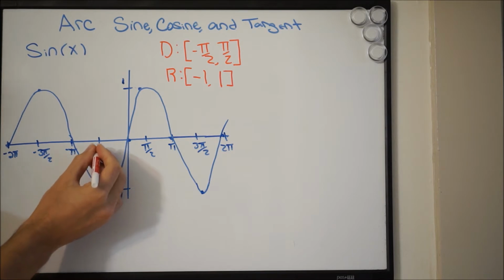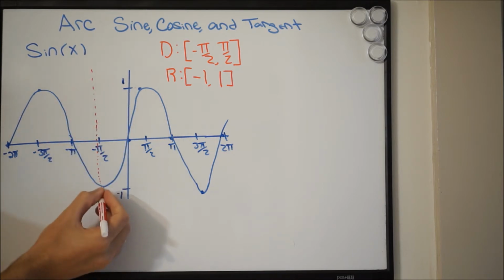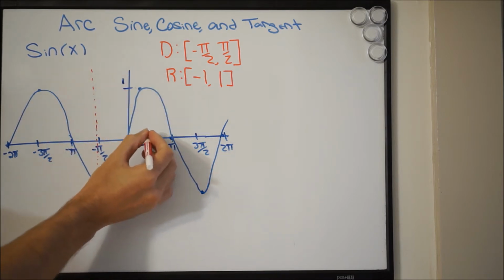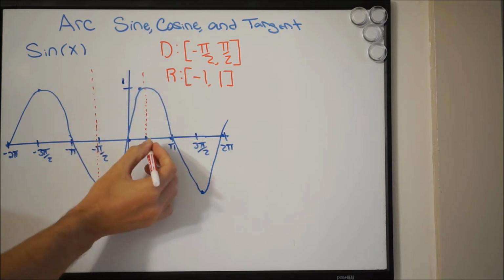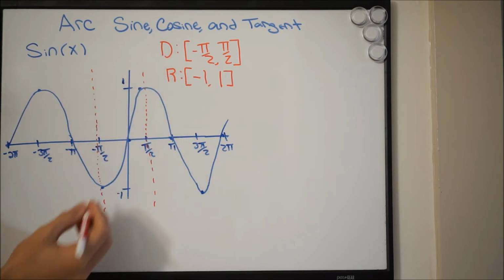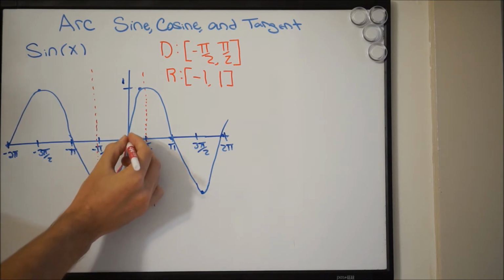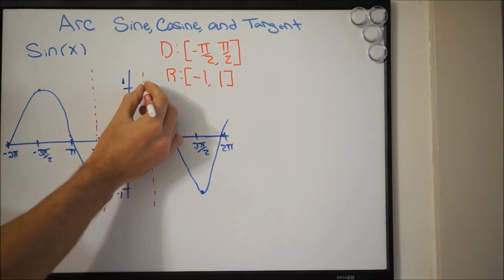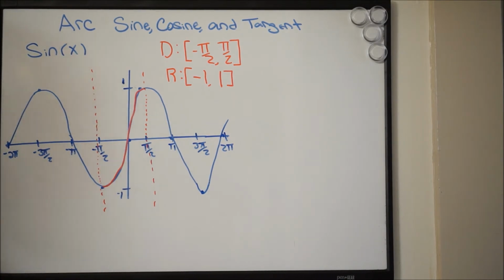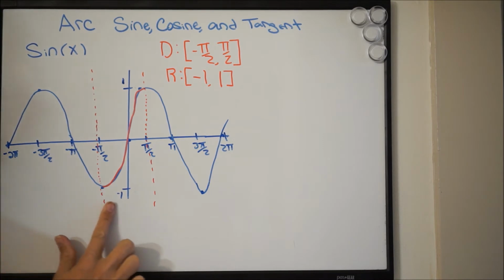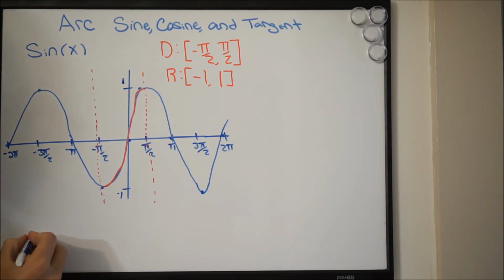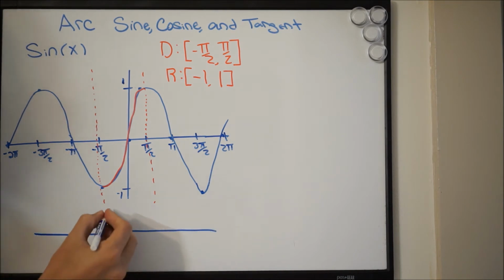If I were to pull this little section off, let's make more of a visual here so you can see what's going on. I'm restricting it from negative pi over 2 to pi over 2. So essentially what we're talking about is this part right here. I'm just going to trace over it. So why don't we go ahead and create a new graph of this inverse right below here. Let's create a quick graph here, and this will be of the inverse.